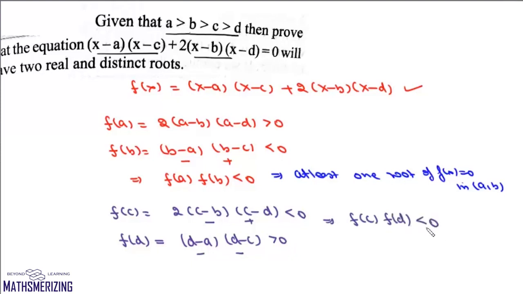So again from Bolzano's theorem we can say that at least one root will lie in the interval (C, D). Now since it is a quadratic equation, it cannot have more than 2 roots. That means exactly one root will lie between A and B, and exactly one root will lie in (C, D).